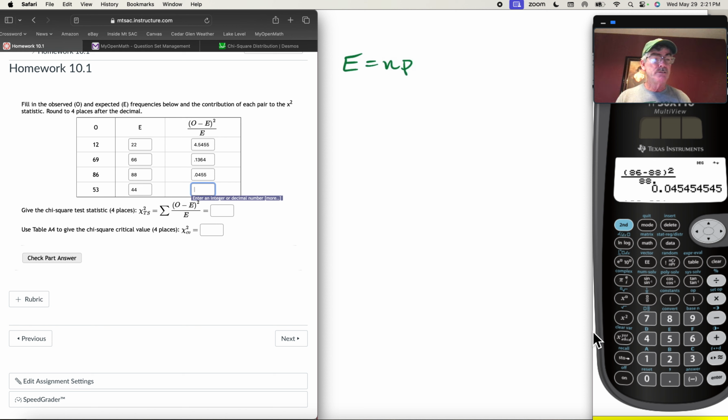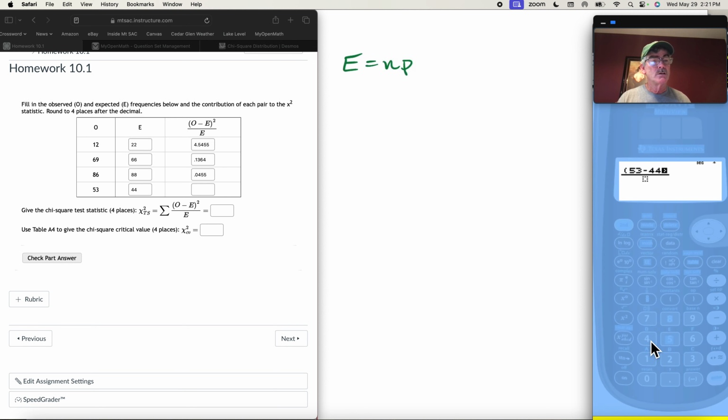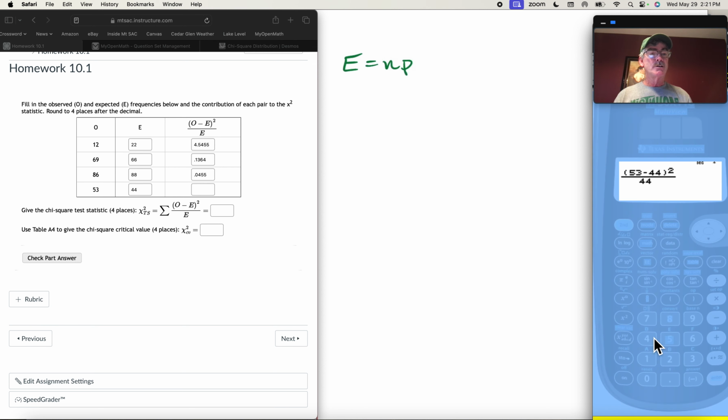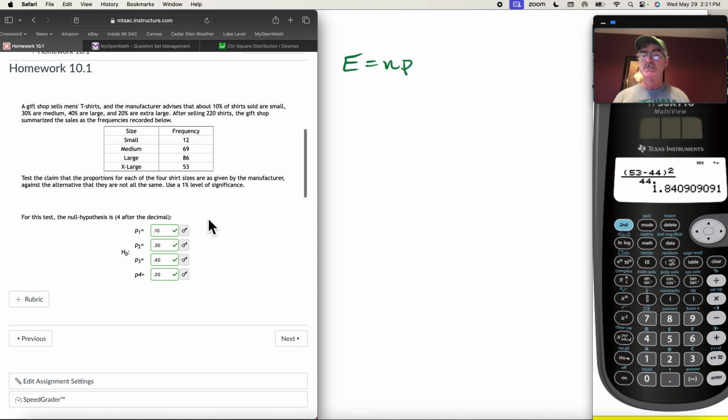Okay, one more with the 53 and the 44. So 53 minus 44, it's a little bigger. So it just kind of indicates that the fit isn't as good there. The hypothesis is kind of off. Anyway, and then divide by E, which is the 44. Okay, like that. And so we got 1.8409. Like that. And then I'm going to check all these before I start doing other computations.